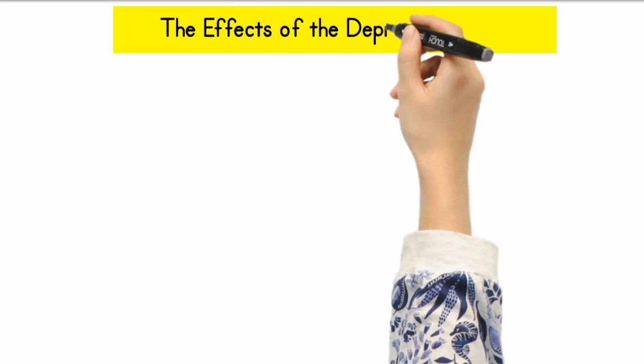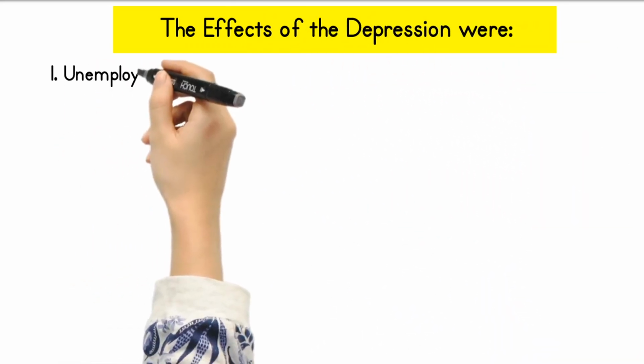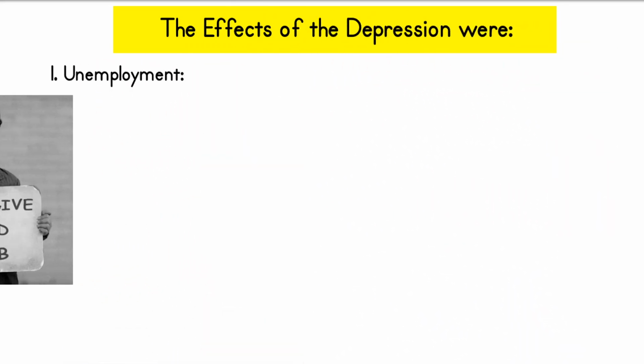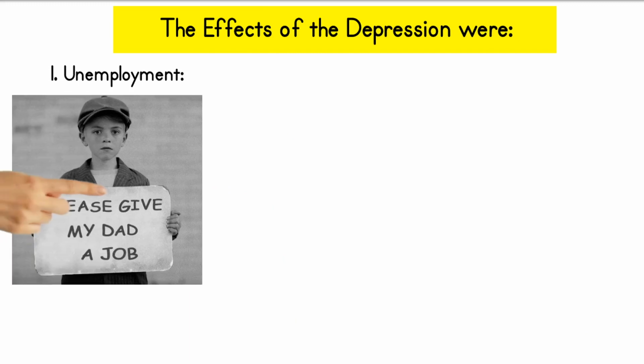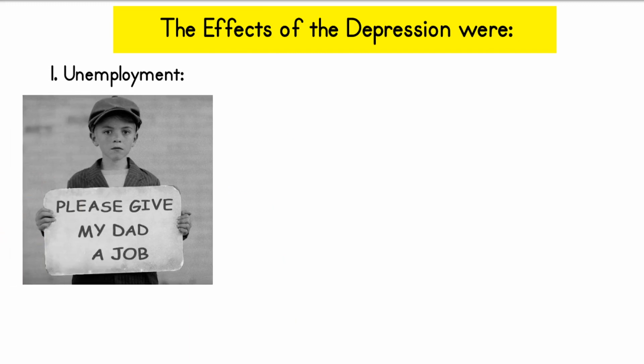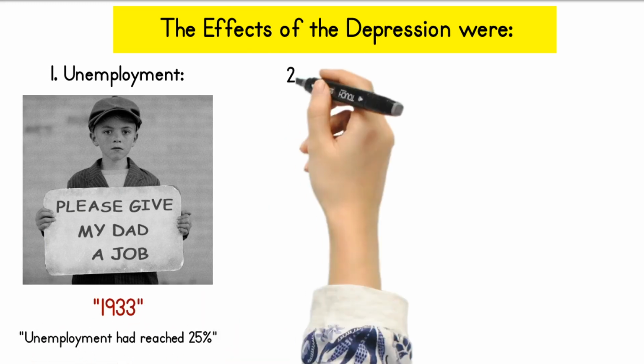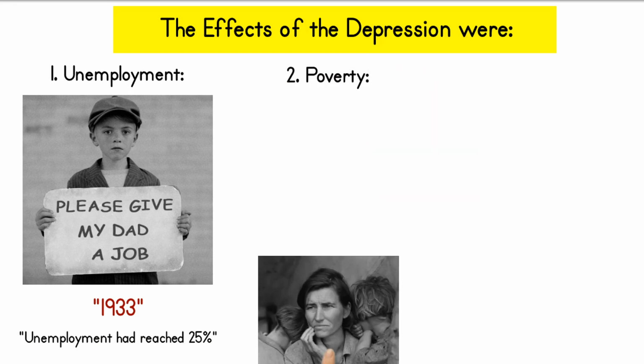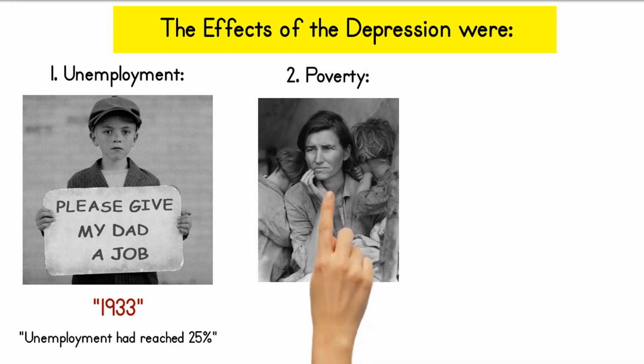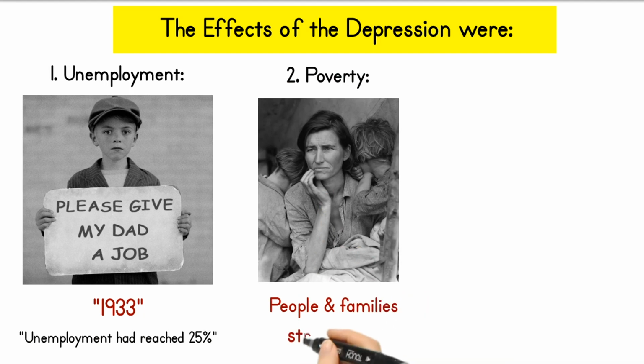The effects of the Depression were unemployment. The Great Depression led to widespread unemployment as businesses closed and people were laid off in large numbers. By 1933, unemployment had reached 25% in the United States. Poverty. The economic crisis also led to widespread poverty as people struggled to make ends meet and provide for their families.